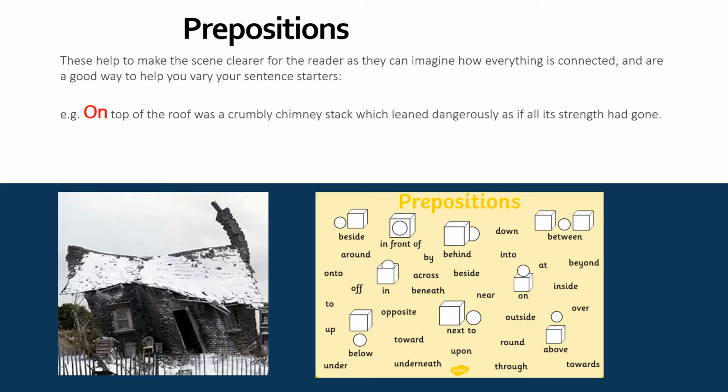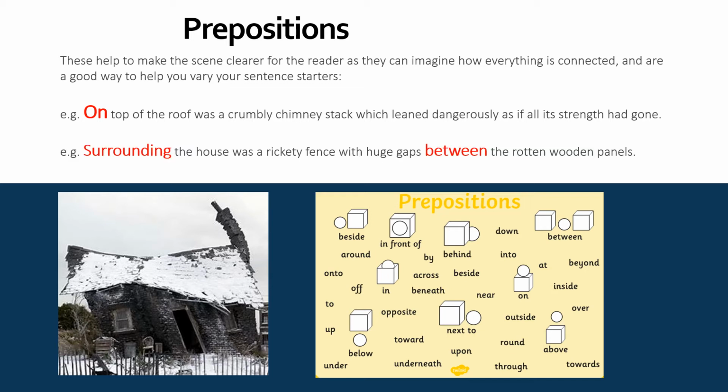For example, on top of the roof was a crumbly chimney stack which leaned dangerously as if all its strength had gone. And surrounding, so this tells us it's all the way around. Surrounding the house was a rickety fence with huge gaps between the rotten wooden panels. So here we've got two prepositions in one sentence.